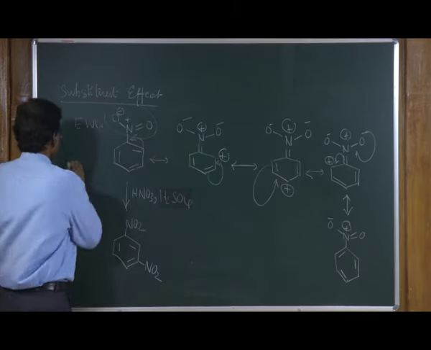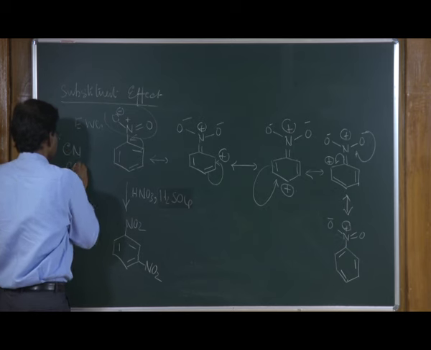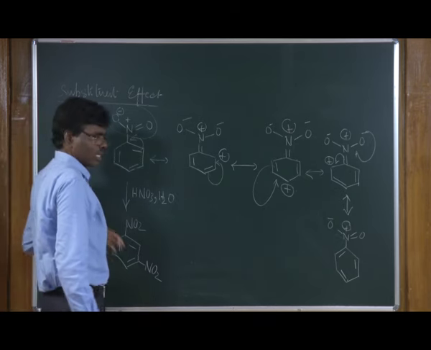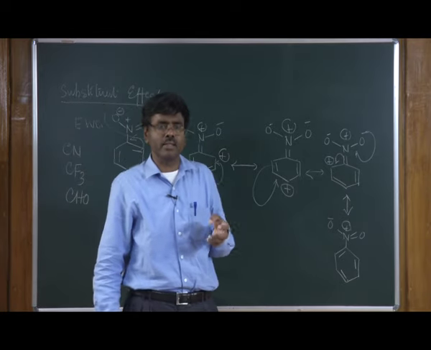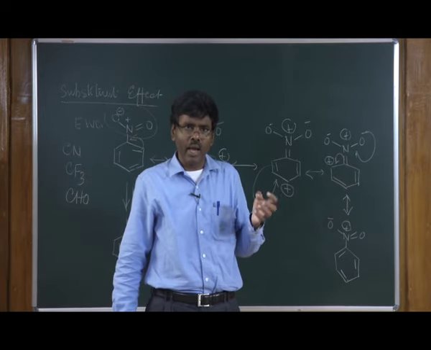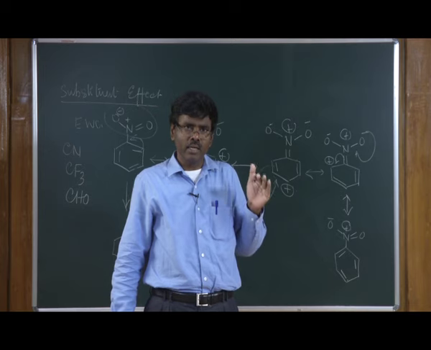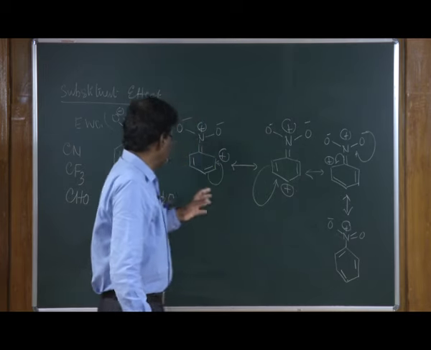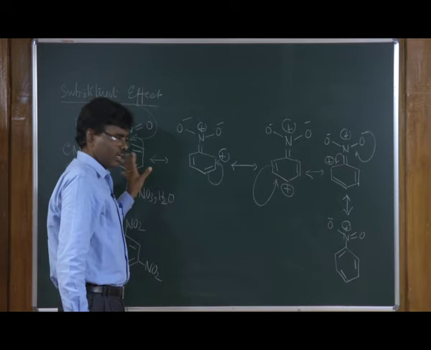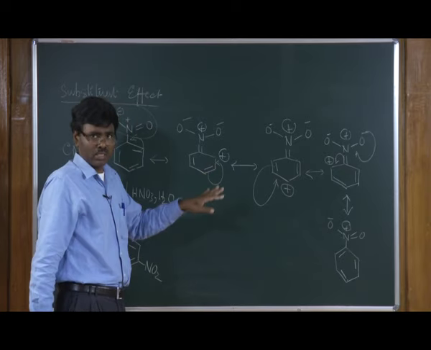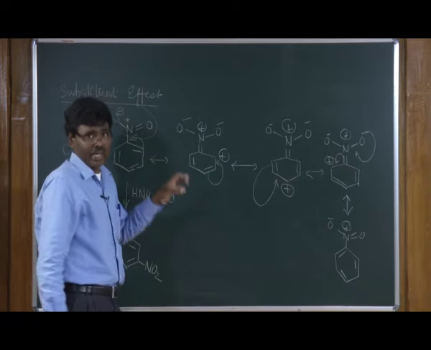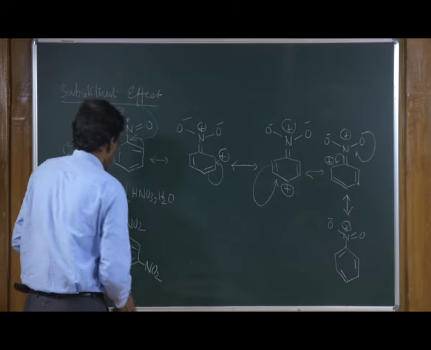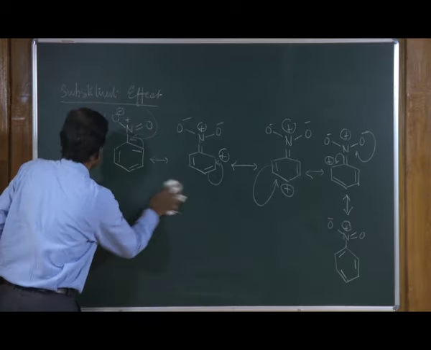Not only nitro group, when you have cyano, CF3, aldehyde, ester, all of these are electron withdrawing groups. They can take electron density from the benzene ring and so make the ortho and para positions less electron dense compared to the meta position. Therefore, the substitution selectively takes place at the meta position. This is called a meta directing group. Now, let us take one more example that contains an electron donating group.